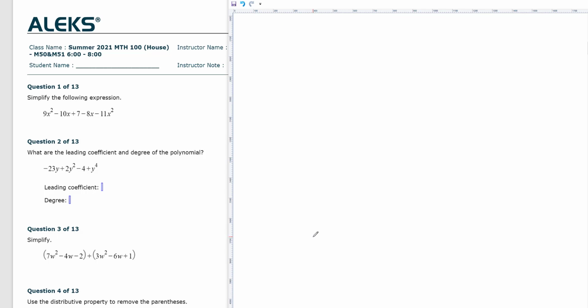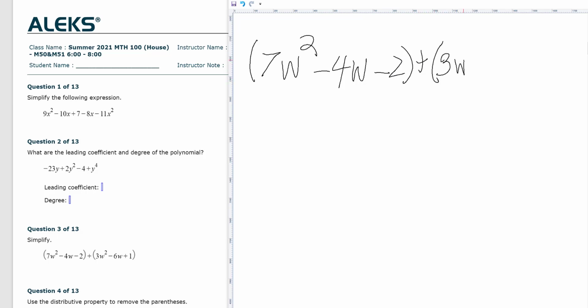Number 3. Simplify. In parentheses, 7w squared minus 4w minus 2, plus, in parentheses, 3w squared minus 6w plus 1.